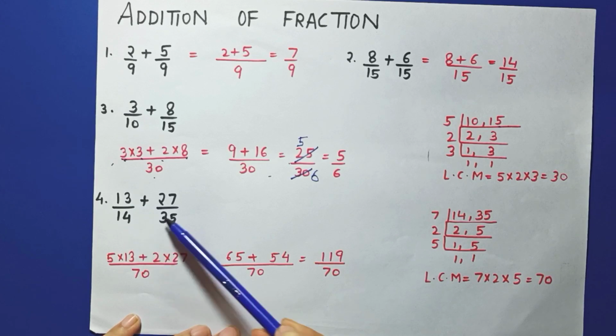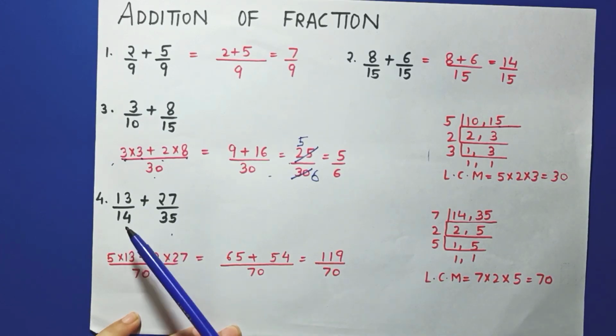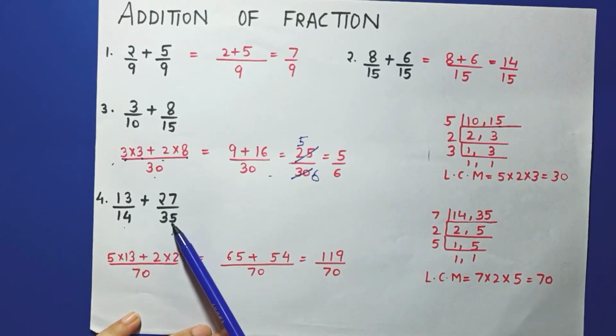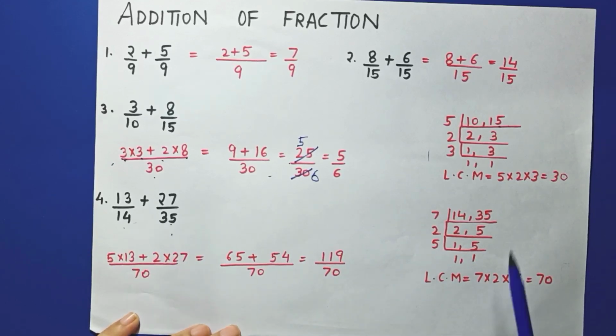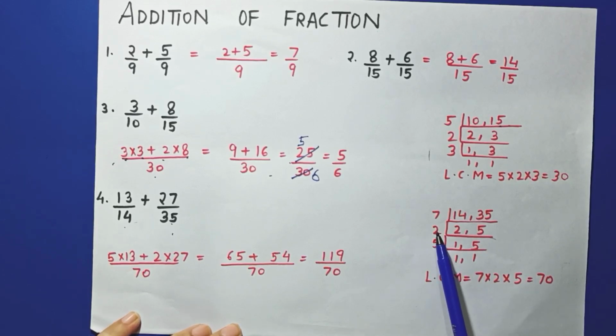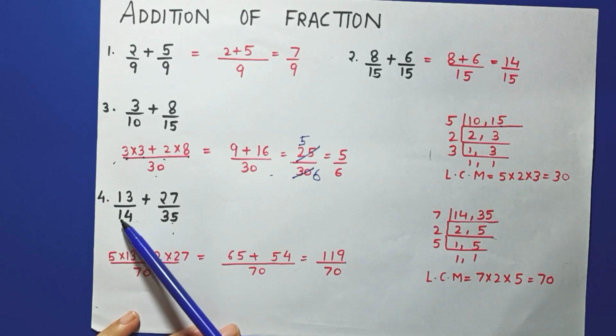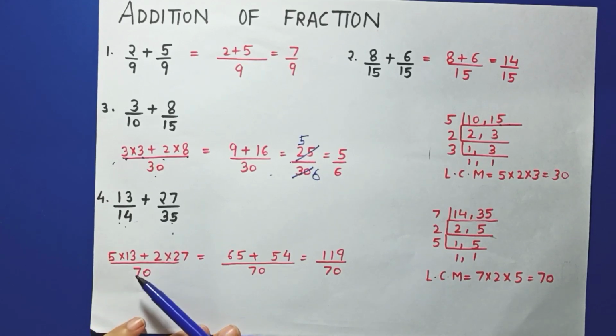The next example is 13 upon 14 plus 27 upon 35. Here also the denominators are different, 14 and 35. Now first we'll take the LCM of both the denominators, 14 and 35. So the LCM would be: 7 2s are 14 and 7 5s are 35. We'll see the smallest number by which both numbers are divisible. Then 2 and 5. There is no number by which both are divisible. So first we'll divide by 2, 2 1s are 2, and then we'll divide by 5, 5 1s are 5. 7 2s are 14 into 5, that is 70. So the LCM of both the numbers is 70.